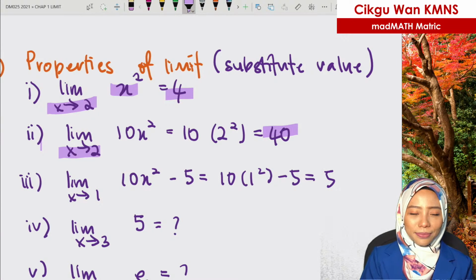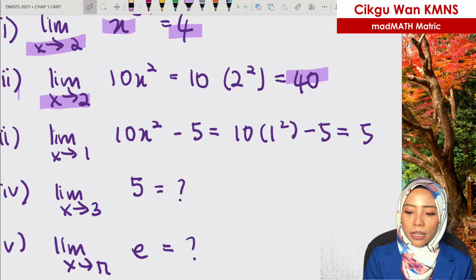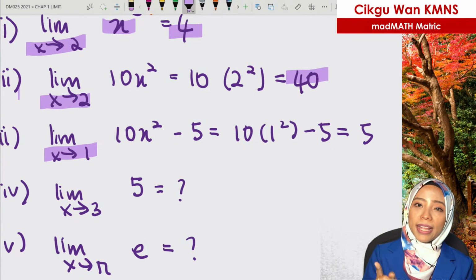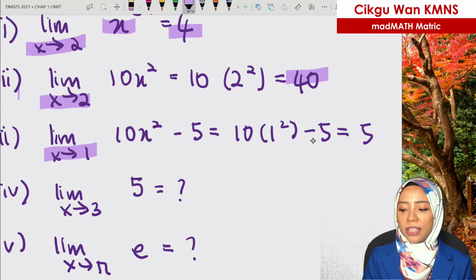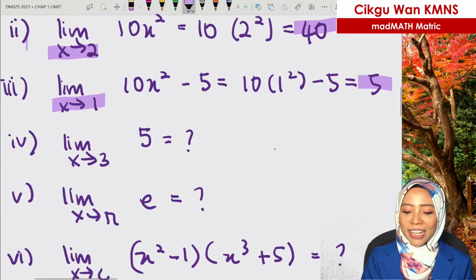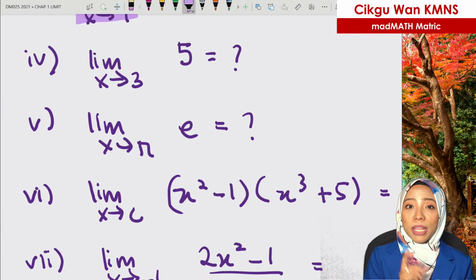Okay, and then number 3. Limit x approaching 1. So we straight away substitute 1 for x. So 1 squared times 10 minus 5 will give us 5. Easy? Okay, now I would like to ask you this question. Limit x approaching 3.